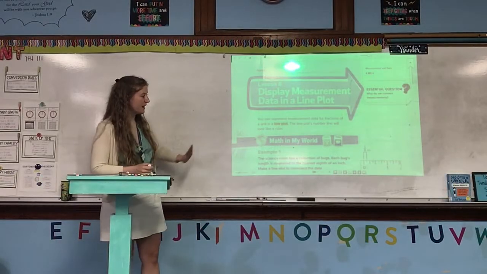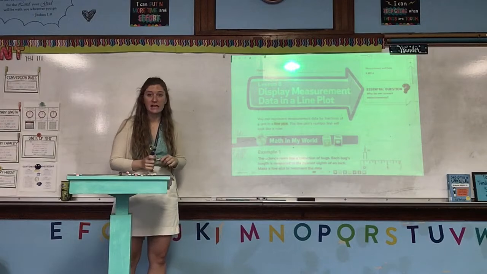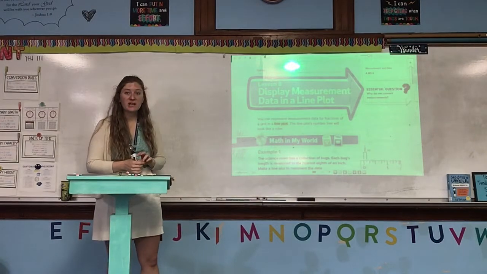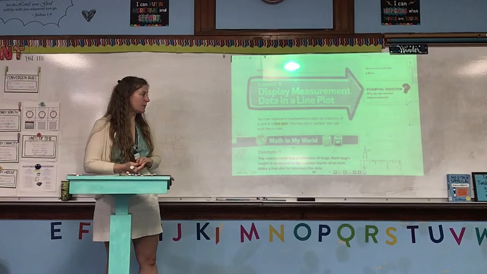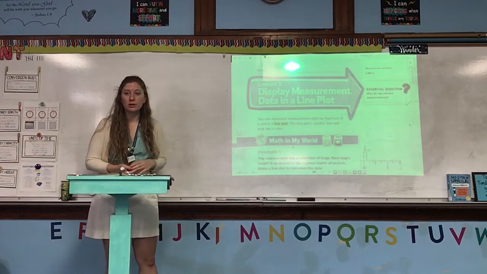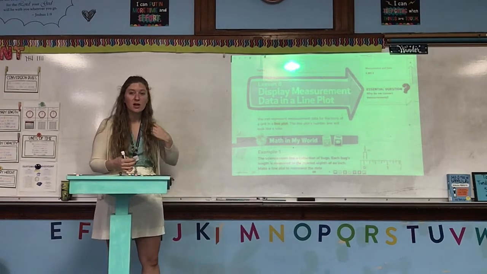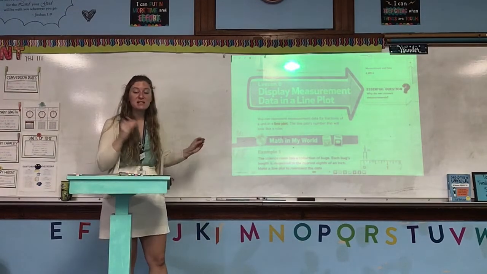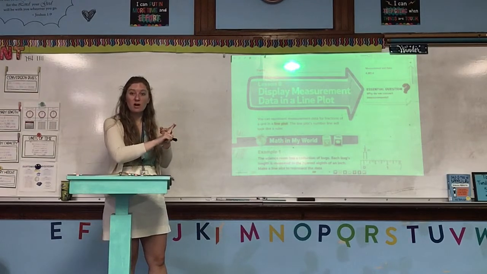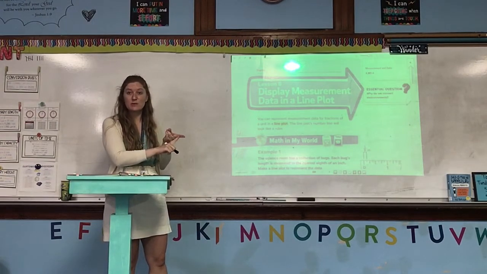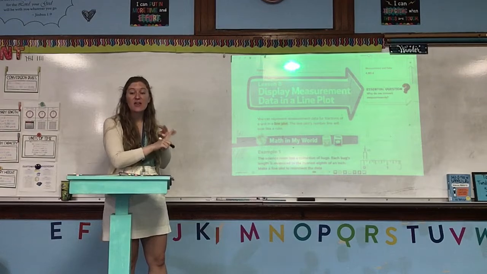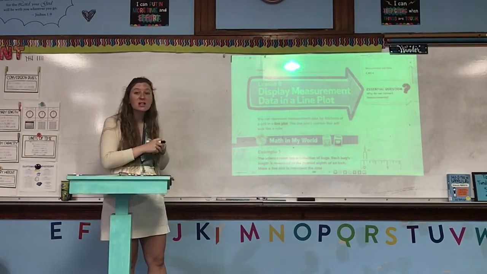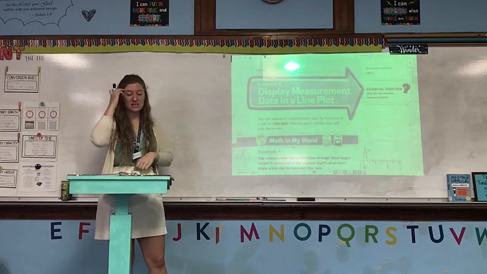Okay, so let's go ahead and look at the sentences under the title. Read along with me in your head while I read out loud. You can represent measurement data for fractions of a unit in a line plot. The line plot's number line will look like a ruler. Well, we kind of saw that. It looked like a ruler because we had 0 inches and 1 inch, and we know that in between 0 inches and 1 inch, we have a 1/4, a 1/2, which is equal to 2/4, and a 3/4 mark. We're actually going to be looking at a few more in this case as well.